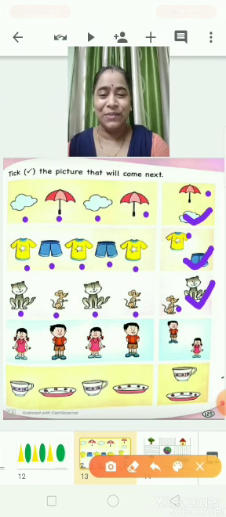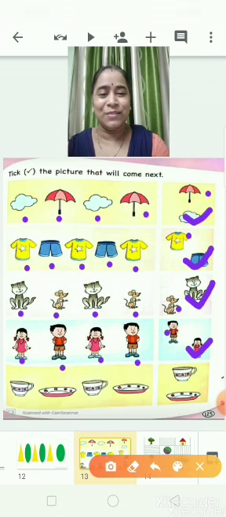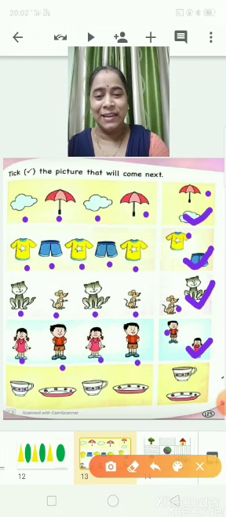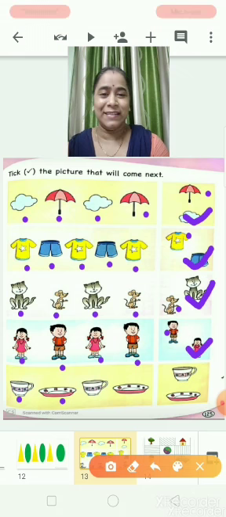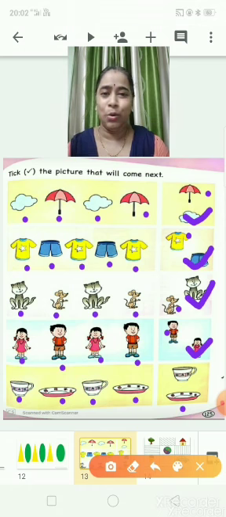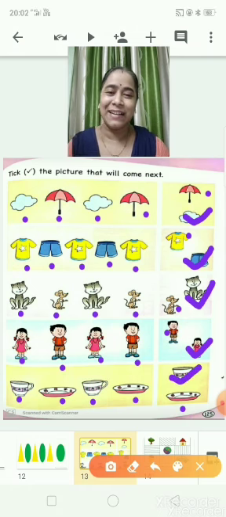Now next row, who is she? Girl. Then boy. Girl. Boy. Then who will come next? Boy? No. Girl. So we are going to tick on girl. Now next row. Cup. Saucer. Cup. Saucer. So what will come next? Saucer? No. Cup. So we are going to tick on cup.